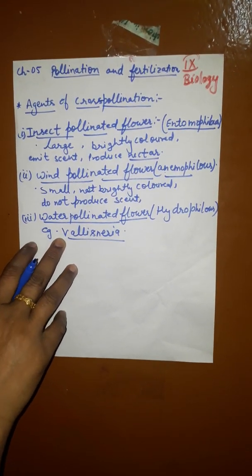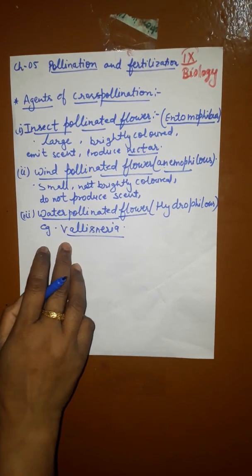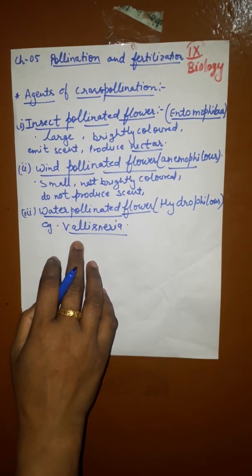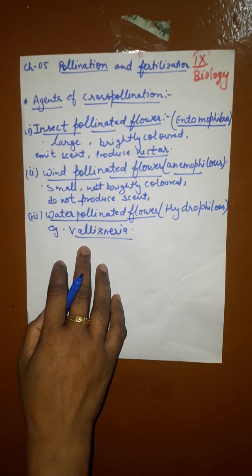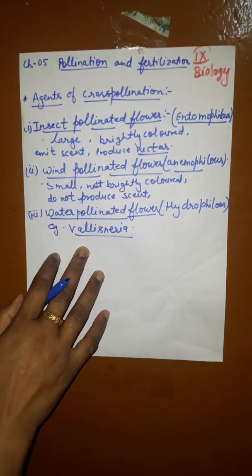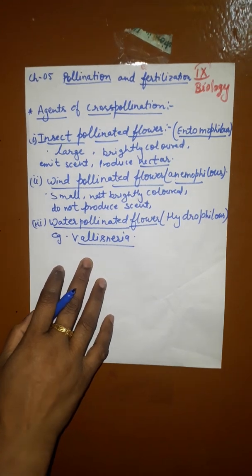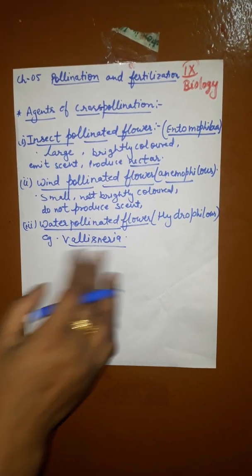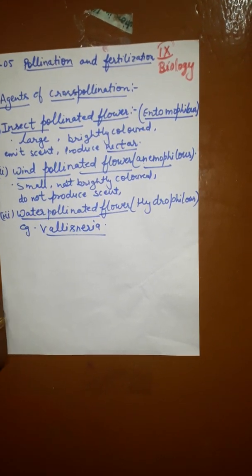What are the characteristics of water pollinated flower? Pollen grains are produced in large number. In some plants, the pollen grains have a specific gravity almost equal to that of water, so that they remain floating below the surface of water. In some special cases, male flowers float on the surface of water till they meet female flowers. That is Vallisneria.